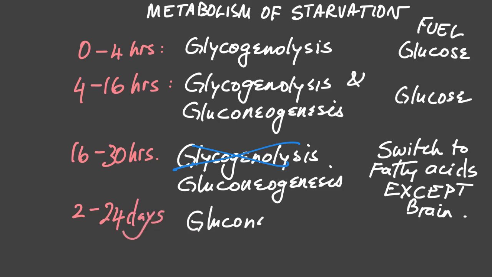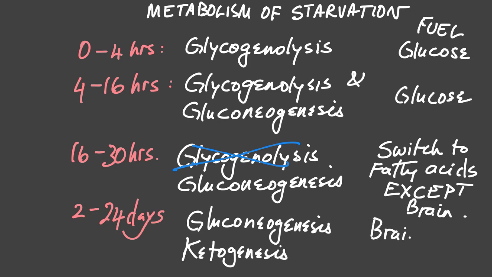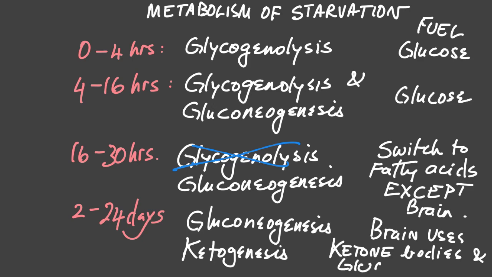From 2 to 24 days, gluconeogenesis still continues by the breakdown of fats and proteins to provide glucose to the brain. However, towards the end, ketogenesis takes over because when fatty acids are broken down, ketones are generated, and ketones can be used as fuel by the brain, and the brain still uses a small amount of glucose. So there is a general shift in fuel from glucose for almost all major organs to fatty acids for almost all major organs, and for the brain from glucose to ketones.